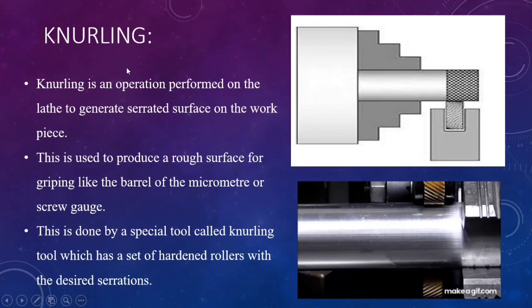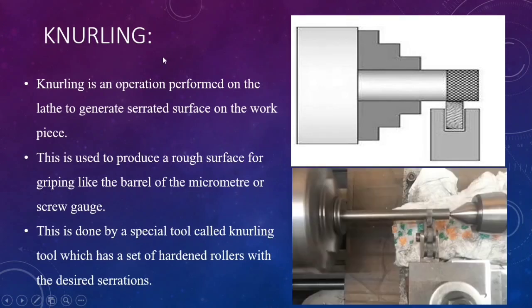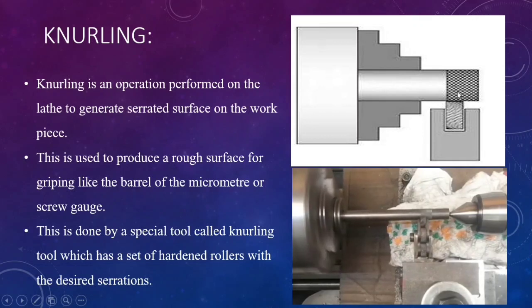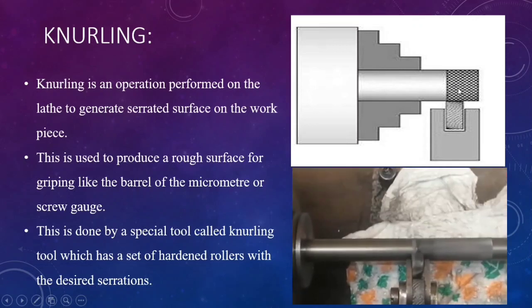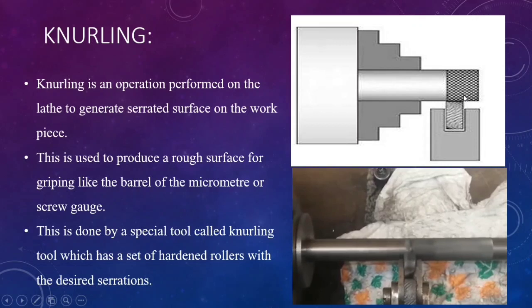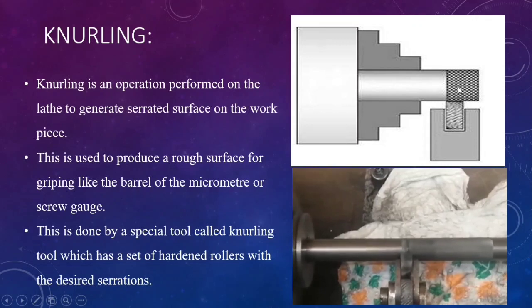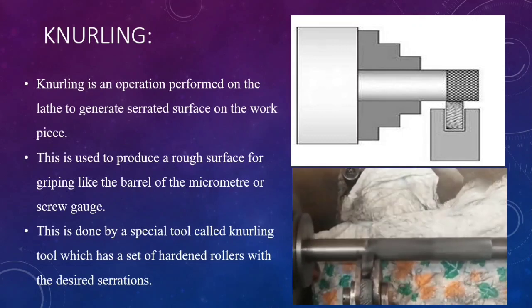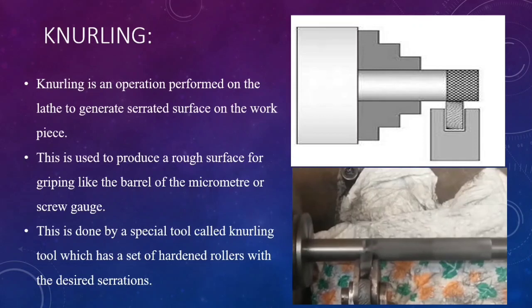Knurling. The next operation we are going to do on the lathe machine is called knurling. Knurling is an operation performed on the lathe to generate serrated surfaces on the workpiece. You can see this type of shape appearing here. By using a knurling tool, you can create this type of diamond engraved shape on the surface. Why are we making this type of shape? To have a better grip on that area. In some applications we want a better grip to hold that area for a different operation.